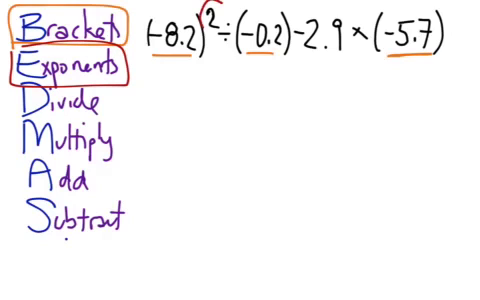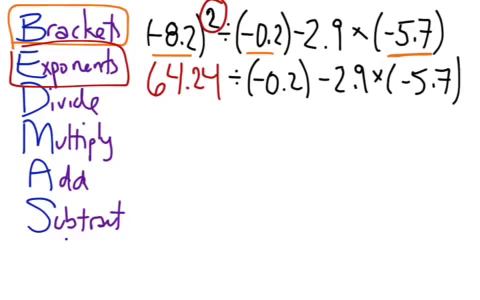And yes, we do have an exponent. It's right here. So that's the first thing we need to do. Figure out what negative 8.2 squared is. Remember, squared means times itself. So we're going to take negative 8.2 times negative 8.2, and that's going to get us positive 64.24. Alright, so I just rewrote the equation, and I've turned negative 8.2 squared into 64.24.